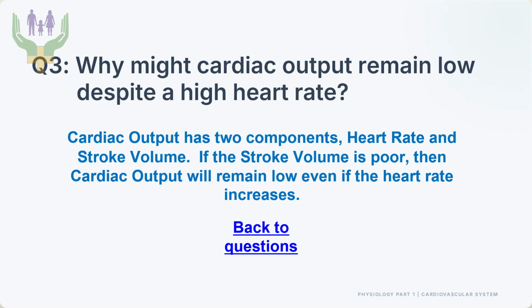Why might cardiac output remain low despite a high heart rate? Cardiac output has two components: heart rate and stroke volume. If the stroke volume is poor, then cardiac output will remain low even if the heart rate increases.